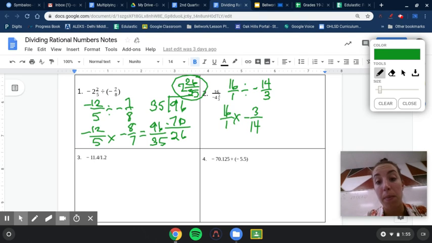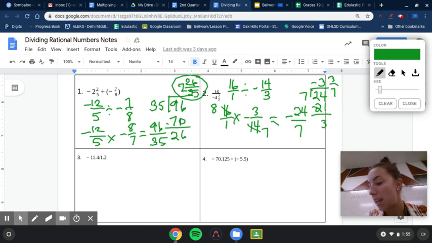Then you can cross simplify. I know that 2 can go into both of these, so I'm going to divide them both by 2 and get 8 and 7. Then do top times top, bottom times bottom, and I get negative 24 over 7. Then if I change it back into a mixed number, 24 divided by 7 is 3, with 3 left over. So it's negative 3 3/7.